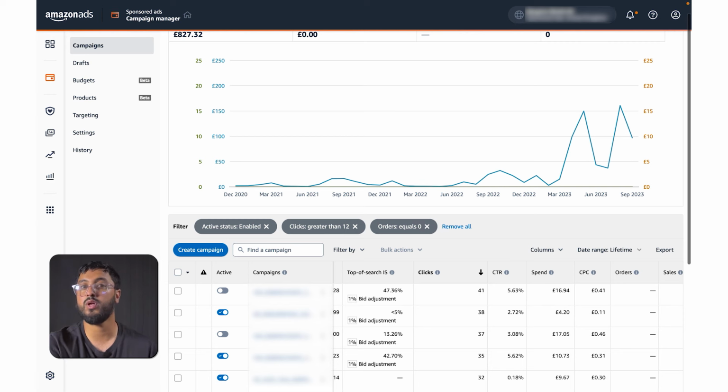And the reason I said 12 clicks and not 10, like a lot of people would say, is because 12 clicks to one order is still an 8% conversion rate, and I'd be happy to accept that. If you want to be more conservative, then you can stick with 10 clicks.